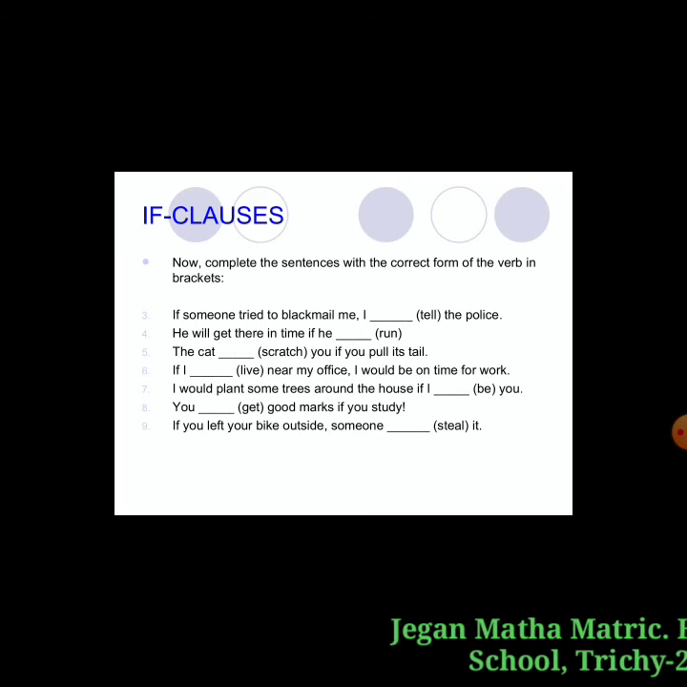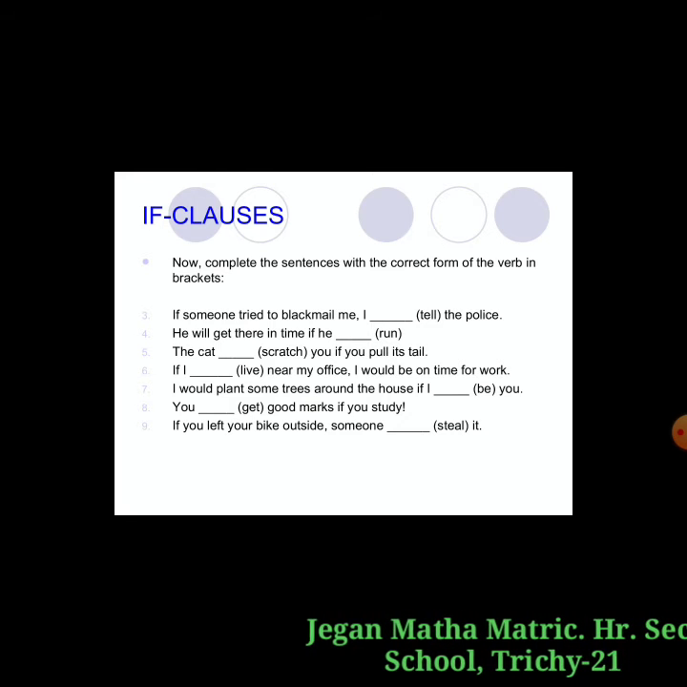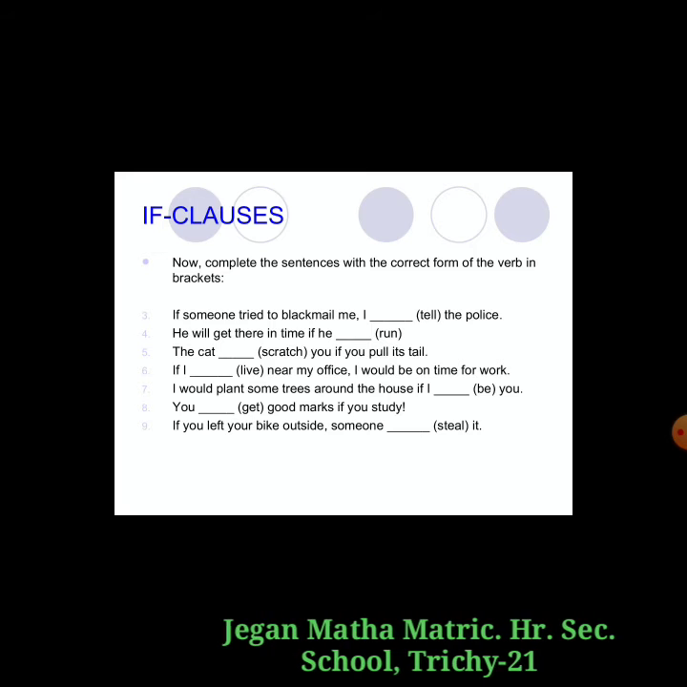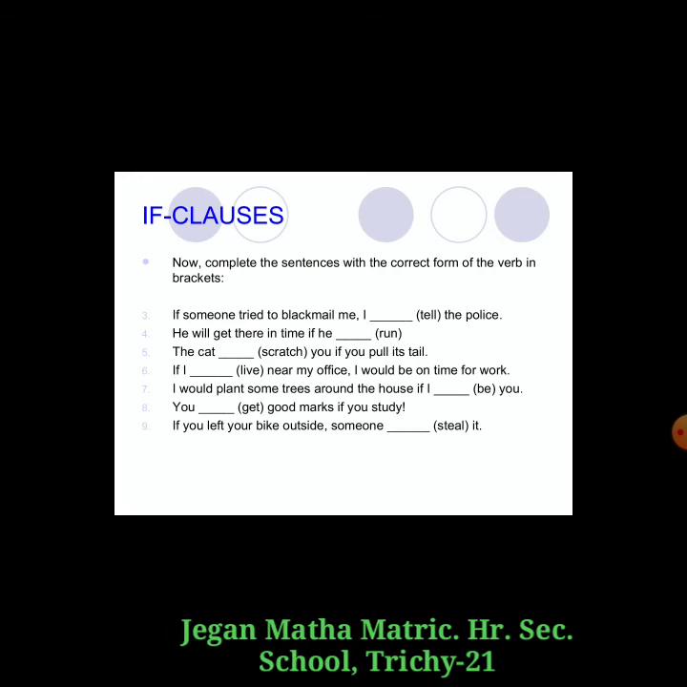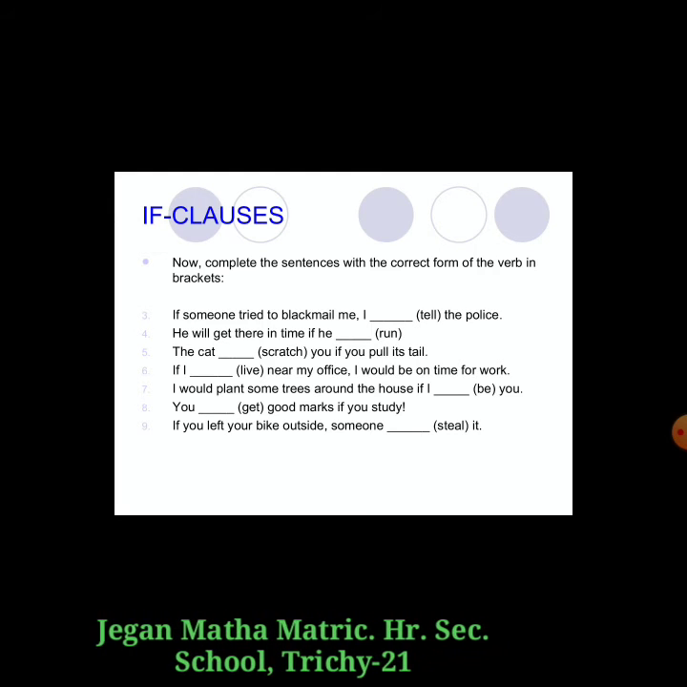Next, if I (live) near my office, I would be on time for work. I would, so this is the second type, improbable condition. If I lived near my office, I would be on time for work.